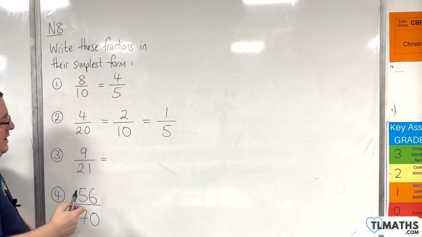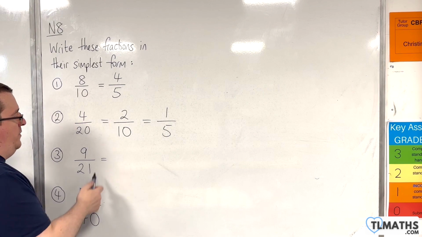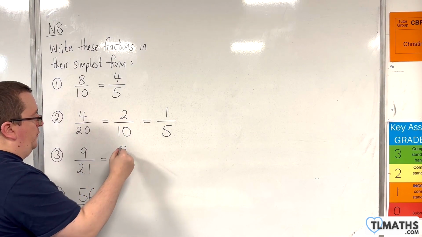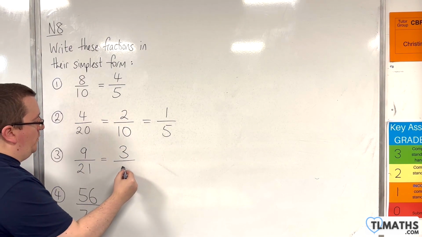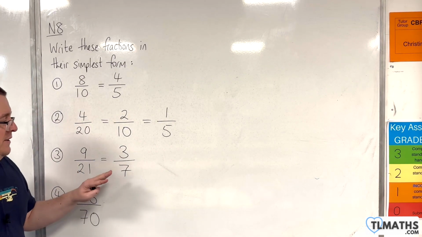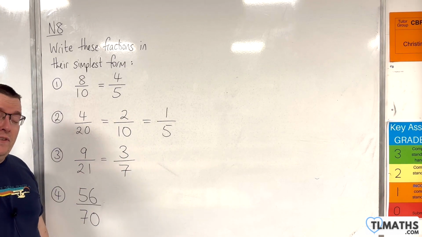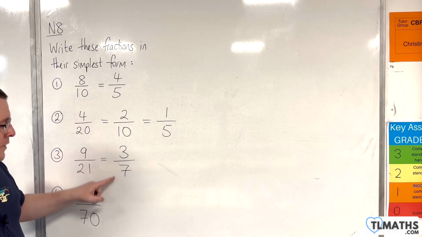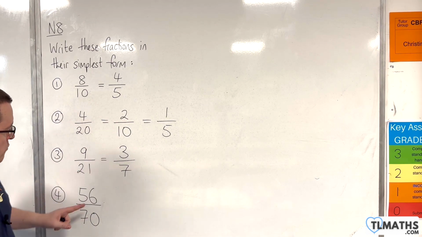So 9/21, we can divide top and bottom by 3. 9 divided by 3 is 3. 21 divided by 3 is 7. 3/7. And the highest common factor of 3 and 7 is 1. So that's as far as we can go. Right, last one.